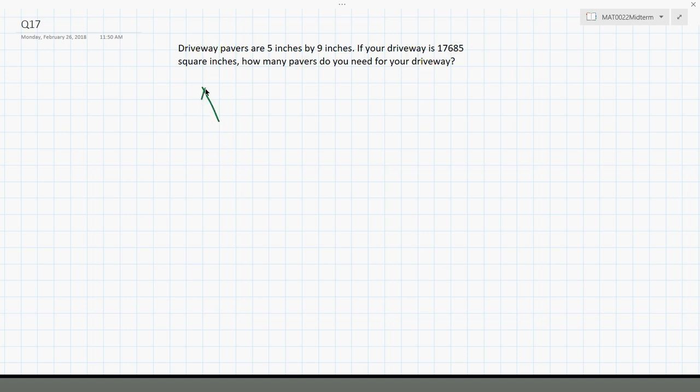So we got to think of this as, we know the area of the entire driveway, right? And area is length times width, correct? So if each paver is 5 inches times 9 inches, that means your tile space is going to be 45 inches squared, right?